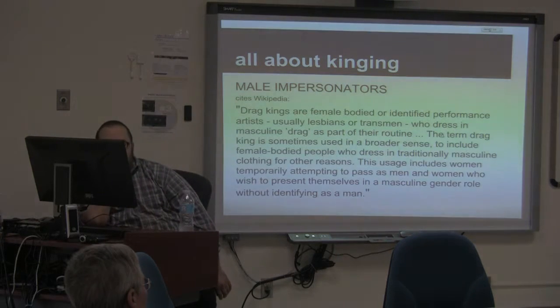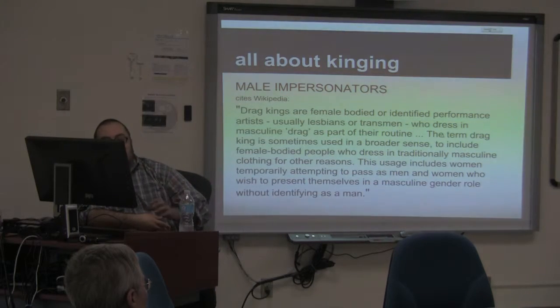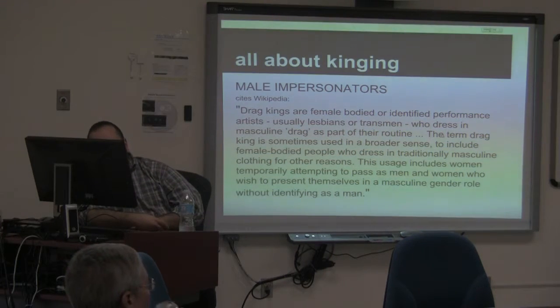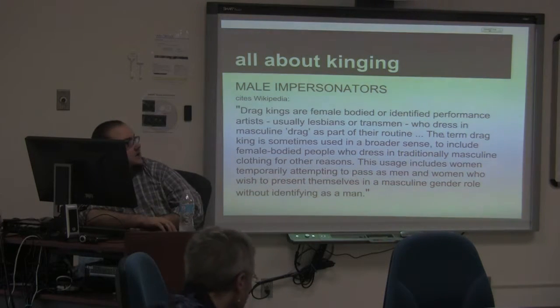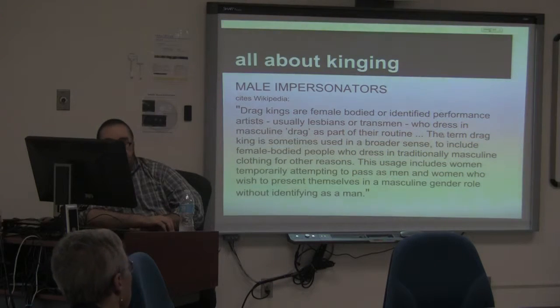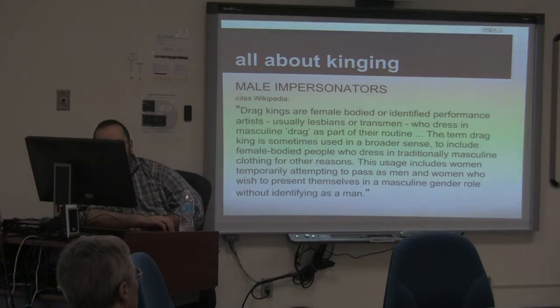And so male impersonators is messy. The authority record for this subject cites Wikipedia at some length, and Wikipedia would like you to know that drag kings are basically lesbians or transsexual men who dress in masculine drag, but that the term can also be used for women who are temporarily passing as men, also known as passing women in some feminist texts, and women who wish to present themselves in a masculine gender role without identifying as a man.